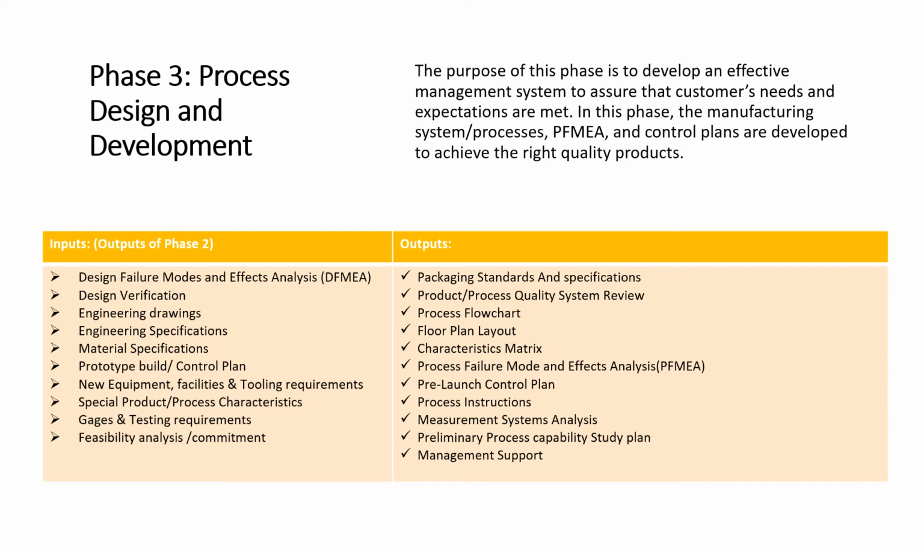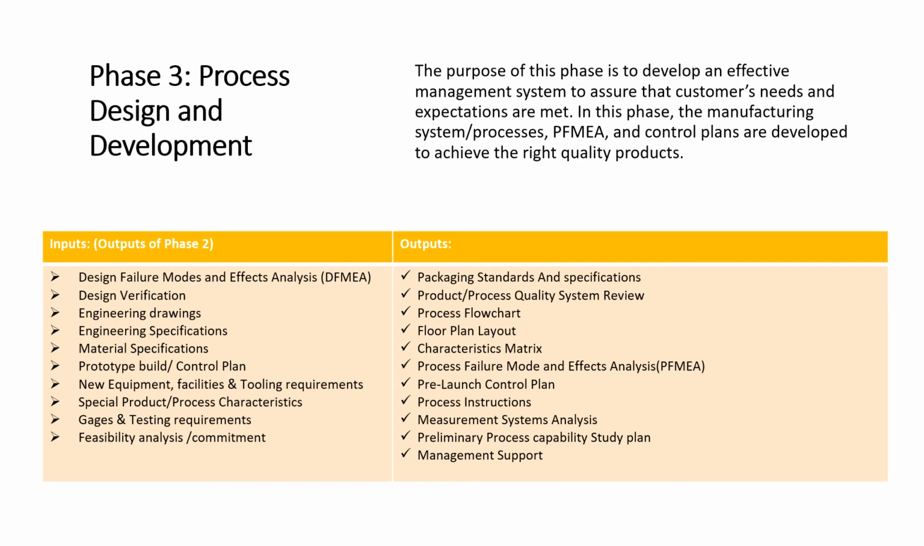So phase 3 is about process design and development. In product design and development we have DFMA and design FMEA. In process design and development we will have process FMEA, that is PFMEA. The purpose of this phase is to develop an effective management system to assure the customers' needs and expectations are met. In this phase, the manufacturing system or the processes, PFMEA and control plans are developed to achieve the right quality products. So inputs are nothing but the outputs of phase 2.